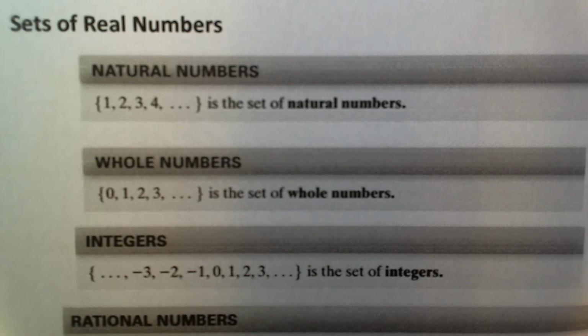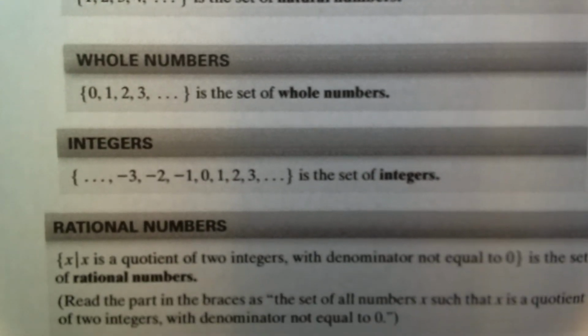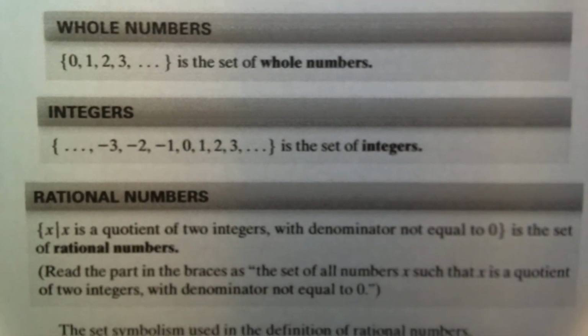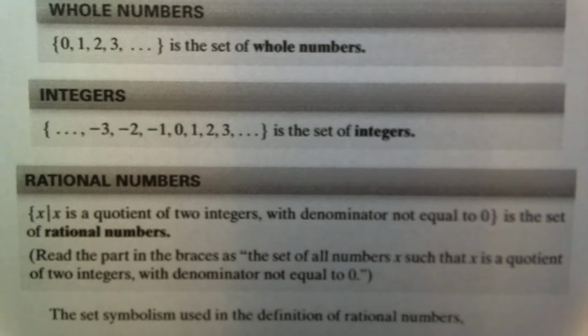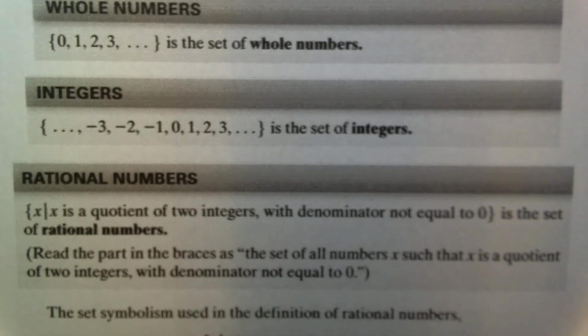in that direction. Then rational numbers, also known as fractions, are defined as the set of all x such that x is a quotient of 2 integers, in other words, a fraction, with denominator not equal to 0, and that's the set of rational numbers. So in other words, the rational numbers are basically fractions.